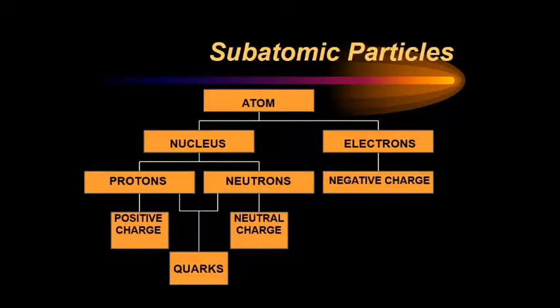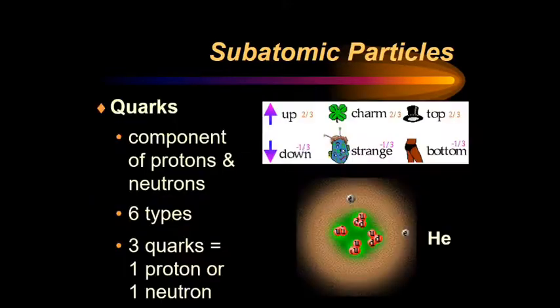And breaking protons and neutrons down, we have another subatomic particle. Most of you probably have never heard of quarks, but we have our quarks, and we're going to talk about those just a little bit too. So here's our quarks. We have 6 types of quarks. Every proton is made up of 3 quarks. Every neutron is made up of 3 quarks.